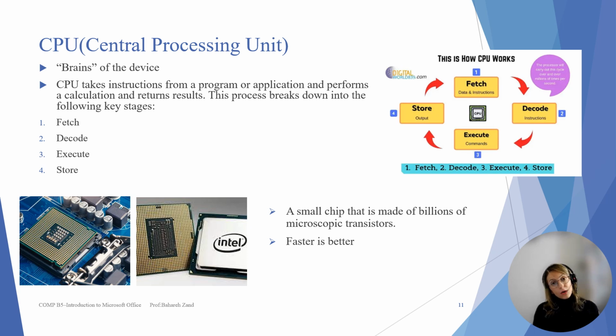As far as how a CPU looks, you can look at those pictures at the bottom of the slide. This one and this one. A CPU is a very small chip that is made of billions of microscopic transistors. Of course, the faster the CPU is, the better the CPU is.